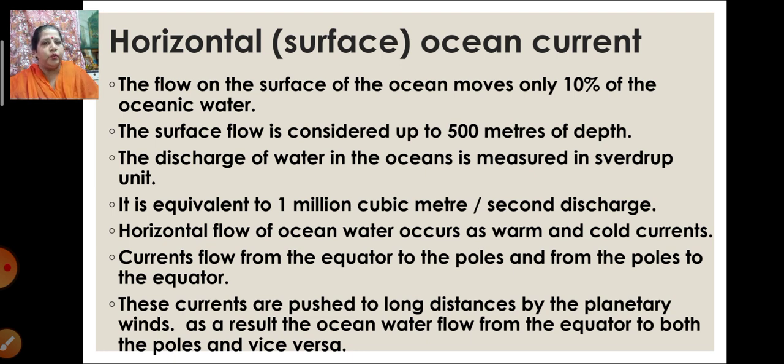Okay, as we all know, winds always blow in a horizontal direction. So here we are going to talk about the ocean currents. The flow on the surface of the ocean moves only up till 10% of the oceanic water. The full ocean water does not move from one place to the other. Only 10% of the surface water moves from one place to the other. The surface flow is considered.